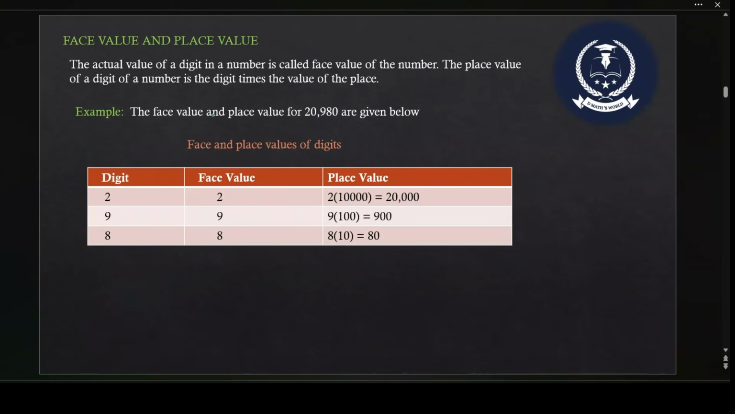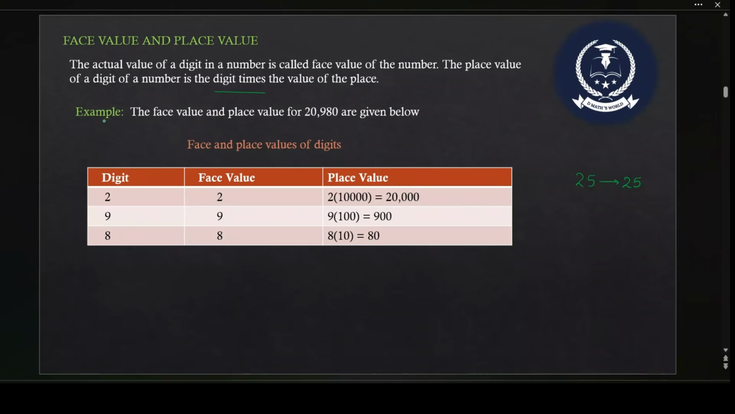Yeah. So face value and place value. The actual value of a digit in a number is called face value. It means that if I'm writing 25, the face value of 25 is the same, as it is. The place value of a digit in a number is the digit times the value of the place. What does it mean? Digit times the place value.